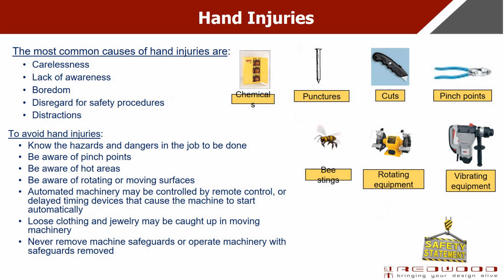The most common causes of hand injuries are carelessness, lack of awareness, boredom, disregard of safety procedures, and distractions. To avoid hand injuries, wear appropriate PPE, make sure you know about the work and hazards, beware of rotating or moving parts, and don't remove any machinery guard protections. Below are examples of hand injury incidents.